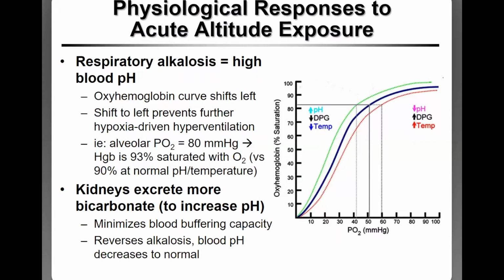In addition, the kidneys will excrete more bicarbonate. And if you recall, we talked about how hydrogen ion combines with bicarbonate to create carbonic acid. Carbonic acid can then dissociate into water and CO2, and that CO2 is what we blow out at the mouth.